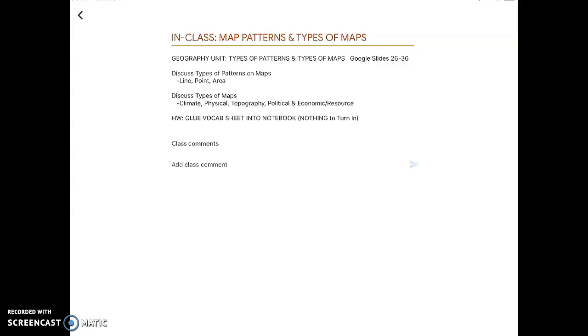In class, we're going to be going over different types of patterns and different types of maps. And then your homework will be to glue in the half sheet of vocabulary into your social studies notebook. Put it into the first clean page in the front section. So that's all you have to do. You don't have to turn in anything saying that you've done it. I just trust that you will get it done.